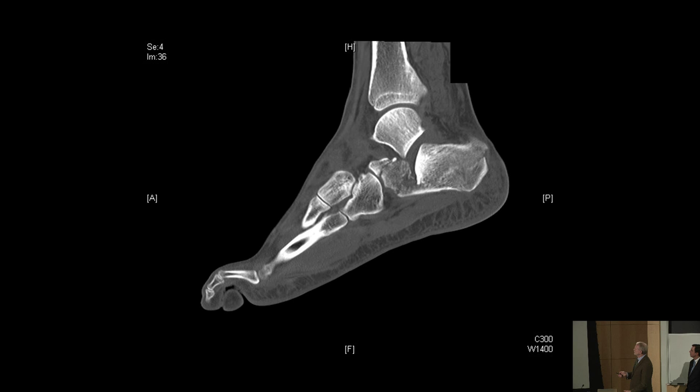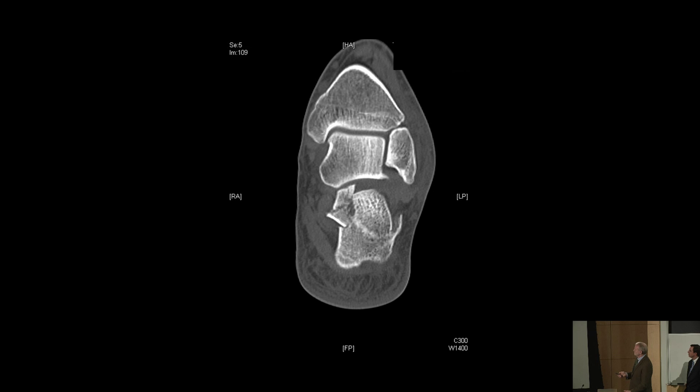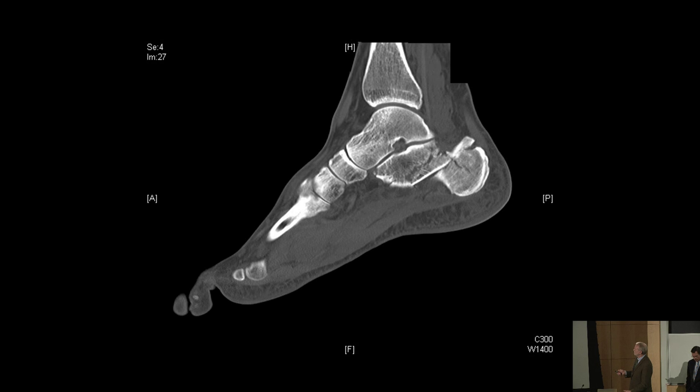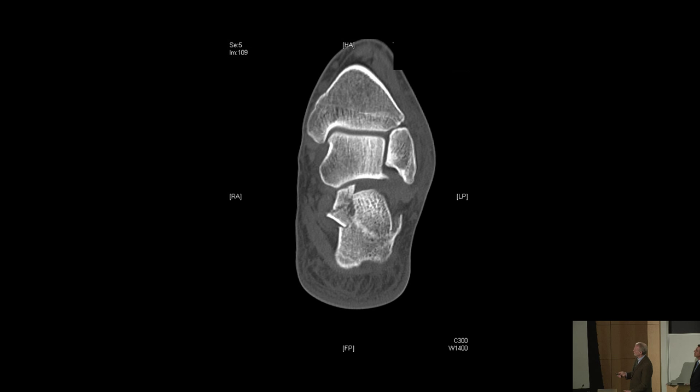The CT scan supports that the posterior facet is in a large piece as you scroll through it. And the middle facet is not too terribly badly displaced. The comminution looks like it's more lateral. And on the coronal cuts, there's a pretty significant step off that probably isn't ideally treated by non-operative means.